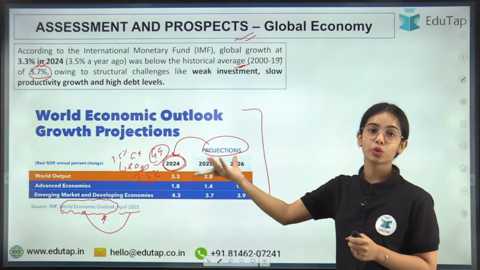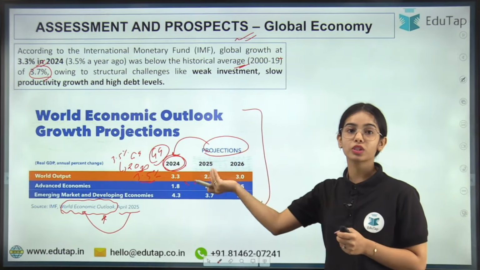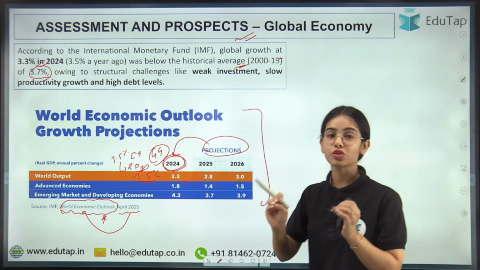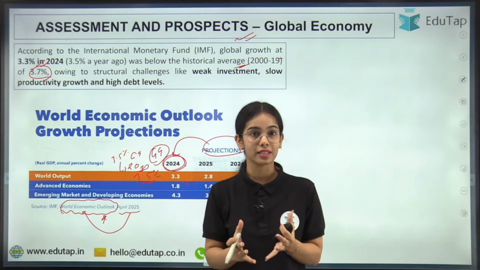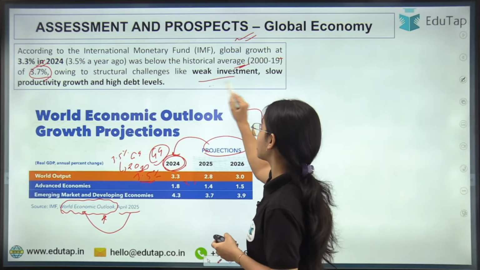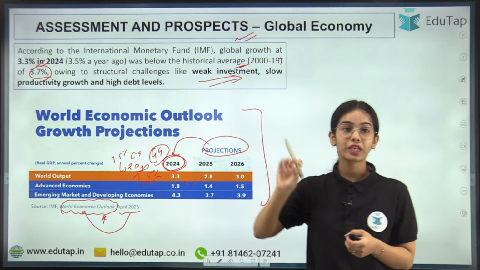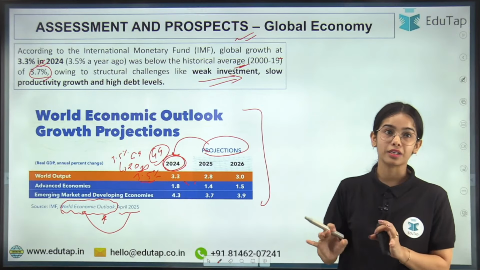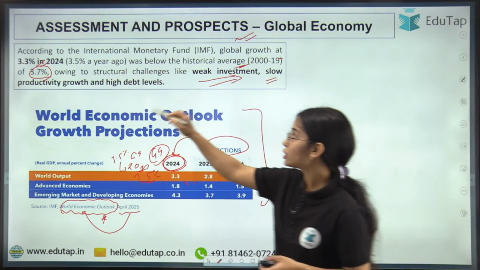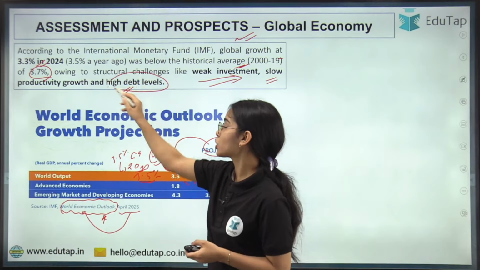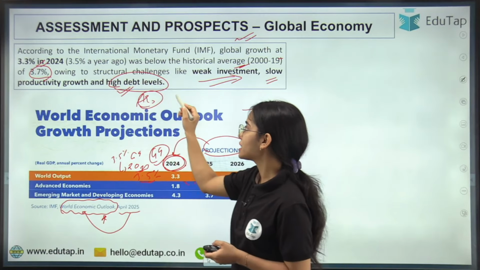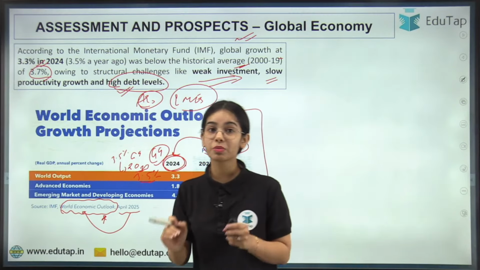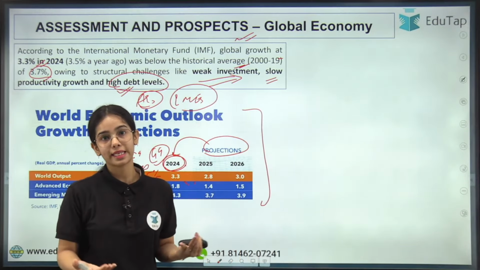Now, why is the global growth projected at a lower pace in 2024? This is because of the structural challenges that the world is facing at this point of time, like weak investment. If I show you the data points for India also, you will see that foreign investment has reduced drastically in our country. Then there is slow productivity growth and high debt levels. The major advanced economies, and some of the emerging market economies also, are under high debt levels, and this is becoming a new problem in today's era.